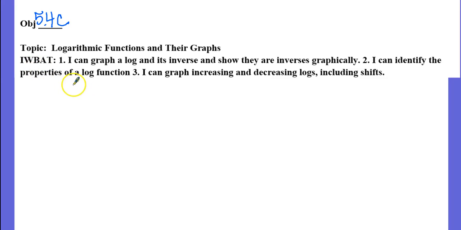So you will be successful when you can graph a log and its inverse and show their inverses graphically. We are going to talk about why the log exists today. Hopefully you'll have a better understanding of its purpose. Objective 2, you can identify the properties of a log function. That helps you to graph them quickly. And you can graph increasing and decreasing logarithms, including their shifts.